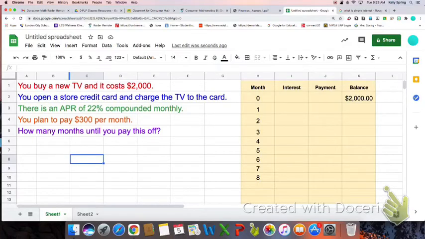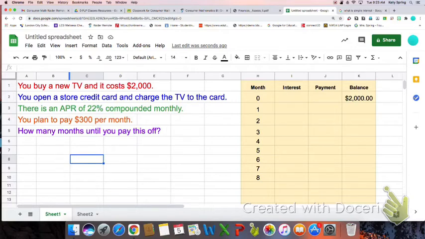All right, here I'm going to go over an example of how you can calculate compound interest and how long it will take to pay off a charge on a credit card using a spreadsheet such as this. This is Google Sheets. So in this example, I buy a TV. It costs $2,000. I open a credit card at the store, and they said the APR, the annual percentage rate, is 22%, and that's going to be compounded monthly.